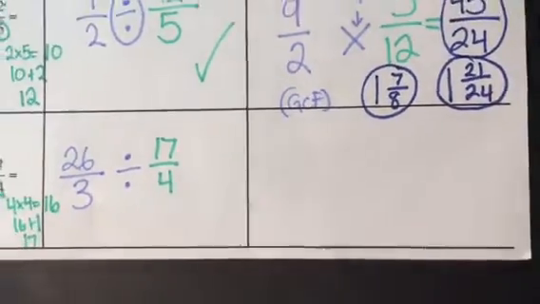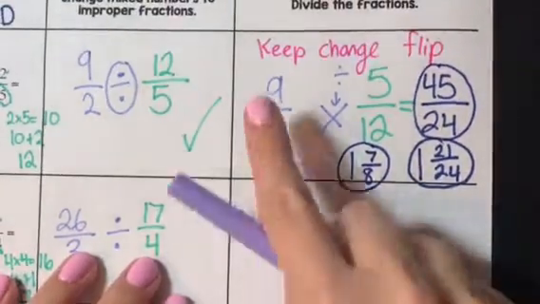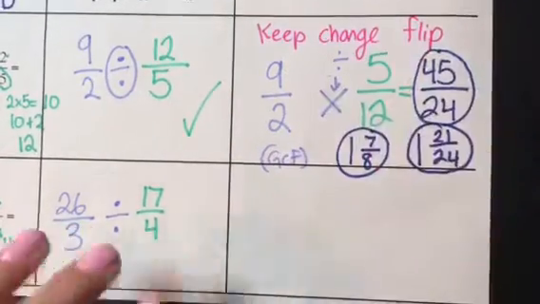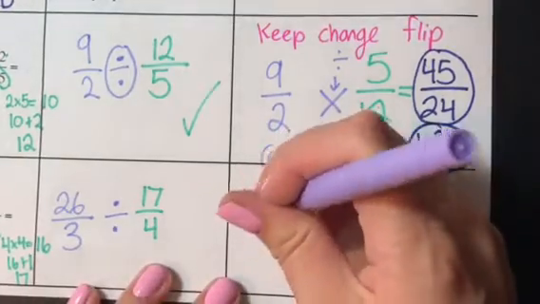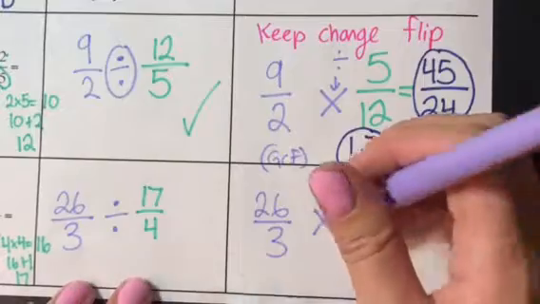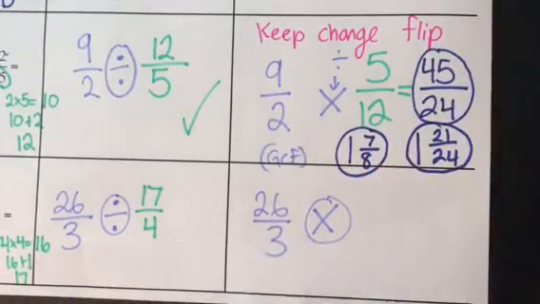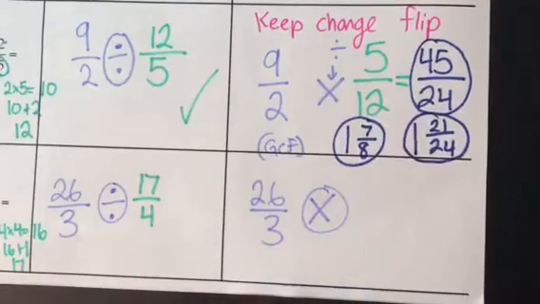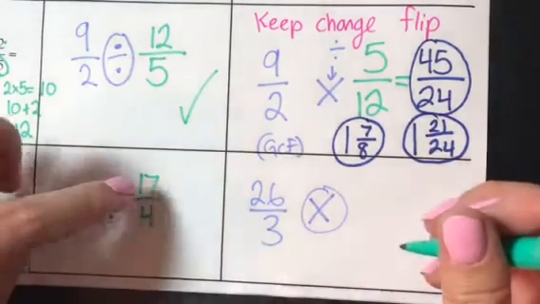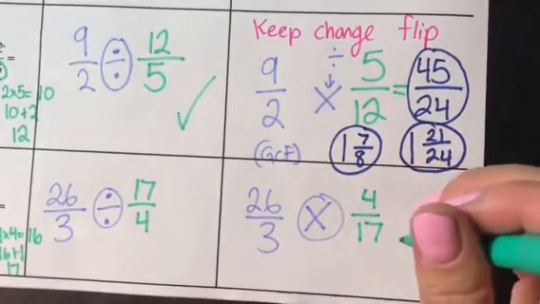Let me zoom out. There we go. So now I have, I'm going to pull this down so I can still see my keep, change, flip. So I'm going to keep, change. I change my division to multiplication. And then I'm going to flip my second fraction. In this case, it's the divisor. So flipping this would be 4 on top, 17 on the bottom.